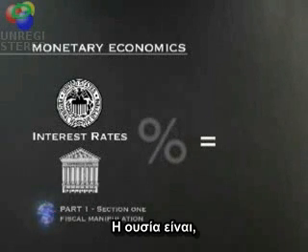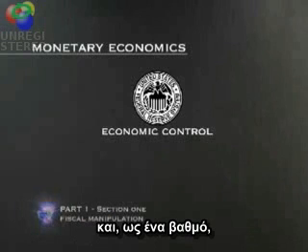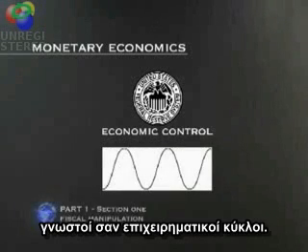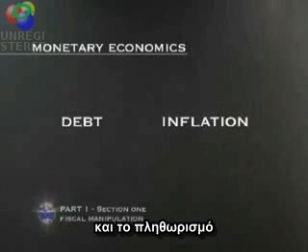The point here is that the Federal Reserve has the power to influence the interest rates of all banks. This translates into the power to control the amount of money being borrowed and hence the amount in circulation, and, to a certain degree, control over the growth periods and recession periods known as the business cycle. Why does the Fed need to control this? It basically comes down to controlling debt and inflation.